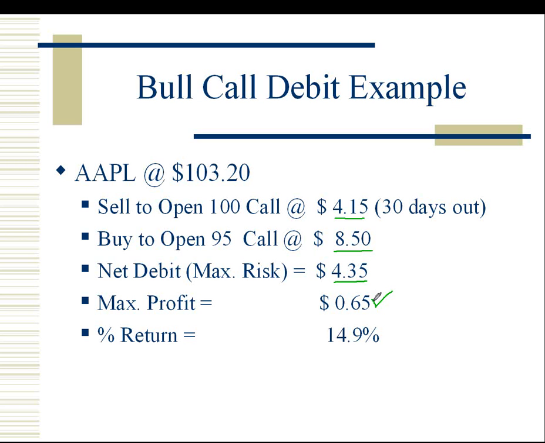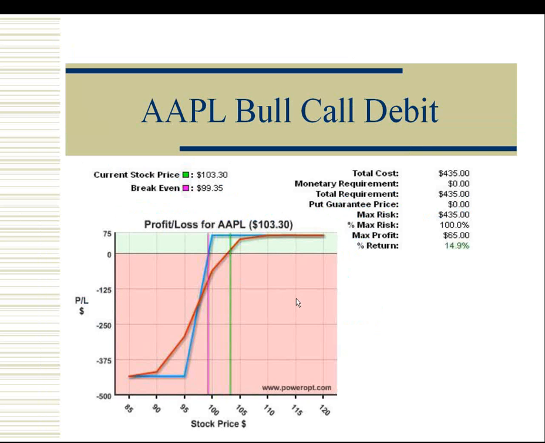So now the return for the debit spread is the max profit divided by our initial net debit of $4.35, so we have a 14.9% yield on the position. This looks like a similar risk-reward profile, except we've sold the 100 call and bought the 95 call. Now if the stock stays above 100, we can close those positions at expiration, get close to the 5 points back, and we'll receive our 65-cent net credit.